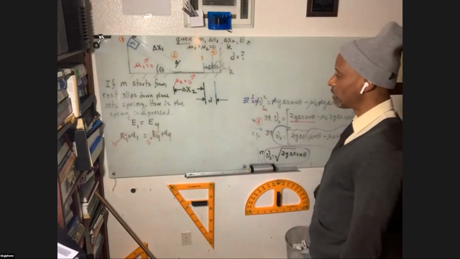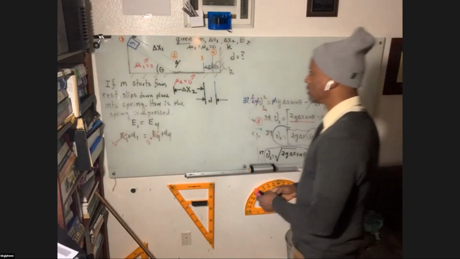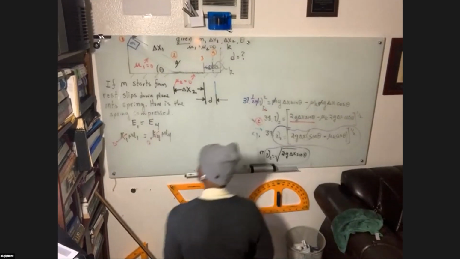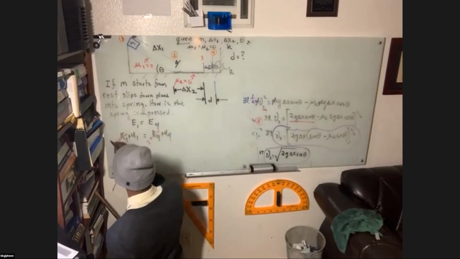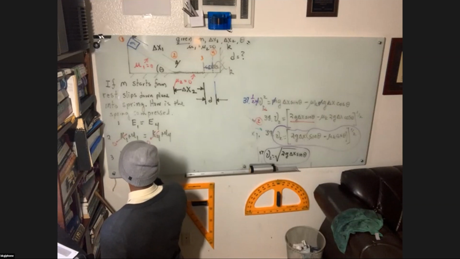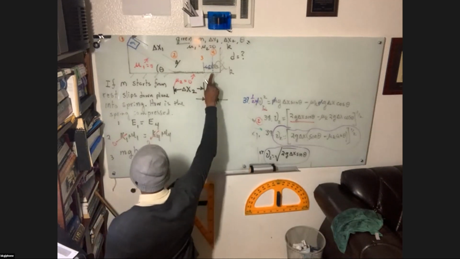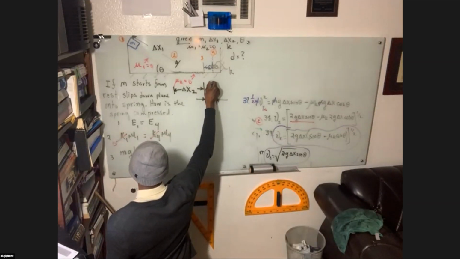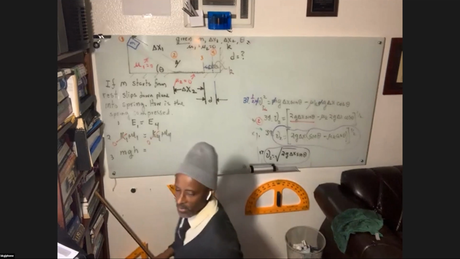At the top there, again, I have mgh. And by now, I think we could see that the h is going to be delta x sine theta, but let's just go and put that step in. And over here, I have the potential energy associated with the compressed spring. Someone remind me, what is that formula?